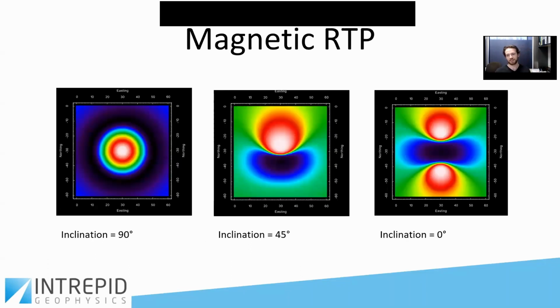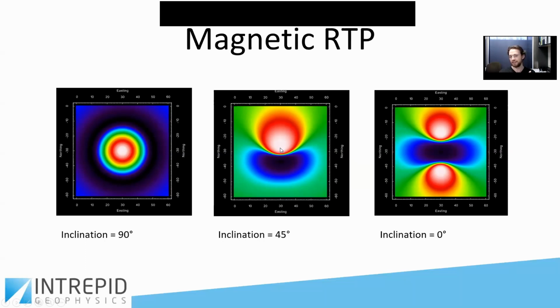So as a quick demonstration of this, on the left here, we've got the 90-degree inclination. So the magnetic field's running vertically here, and we've got a single source in the middle of our grid here, and it's clearly producing a symmetrical response, that bullseye pattern that we see here. And then, as you can see, when we change the inclination, so here we're at 45 degrees, we start to get a sort of a shift.